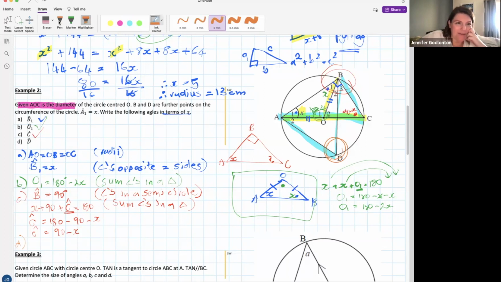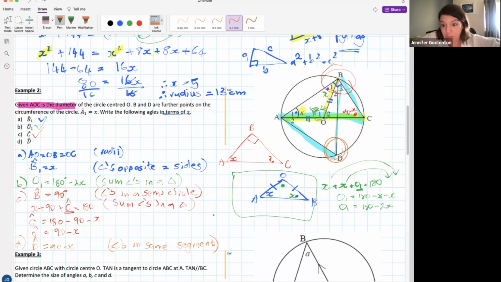So we've got some brain buffs who have figured out the angle, which is beautiful. So angle D is definitely equal to 90 minus X. What would my reason be? Bonus points here, guys. I'm looking for one reason. Ah, yes. Nice job. Angles in same segment. Angle subtended by the same arc is also fine. Totally okay. Perfect reason.